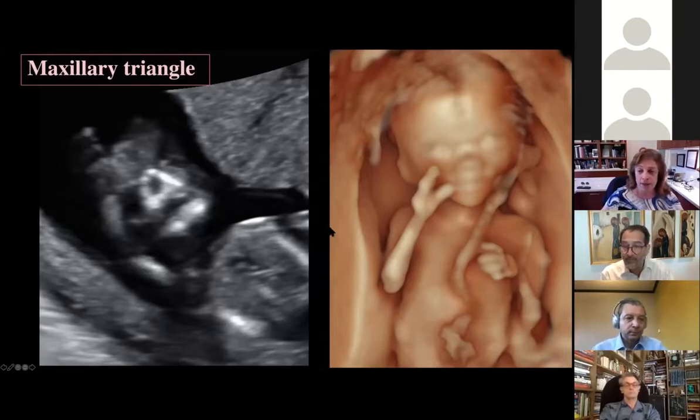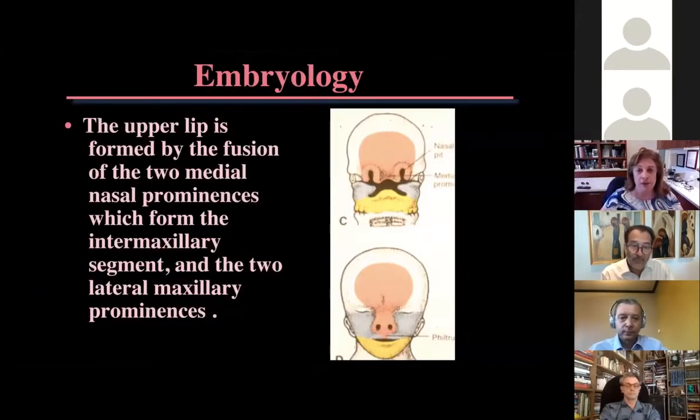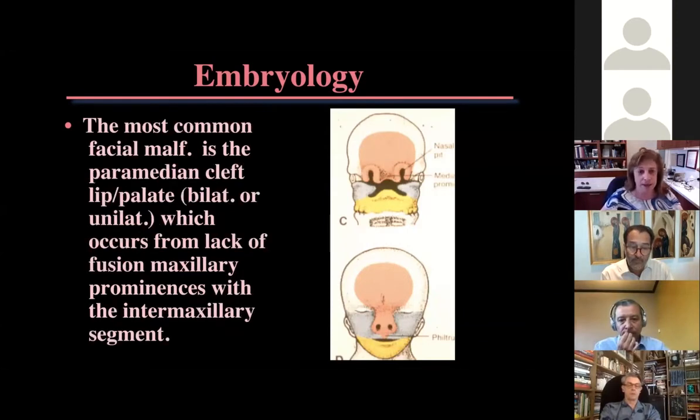And of course, we have our 3D to look at the surface of the fetus as well. Now, we have to understand the embryology when we look at the fetal face, because the upper lip is formed by the fusion of 4 different prominences, the 2 medial nasal prominences and the 2 lateral nasal prominences in blue that come together, and the 2 middle ones come together and form the intermaxillary segment. And so most of the malformations come from the seam between the intermaxillary segment and the maxillary prominences.